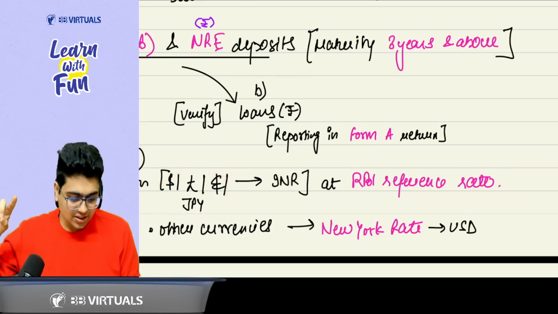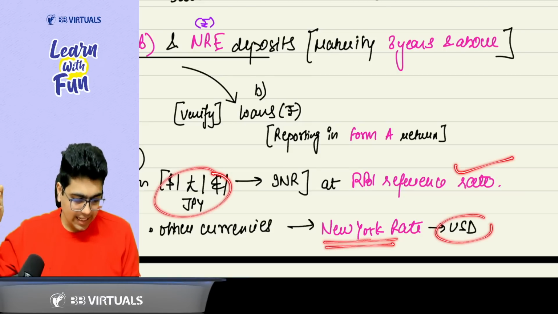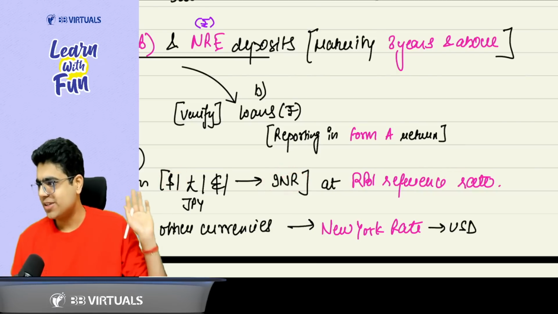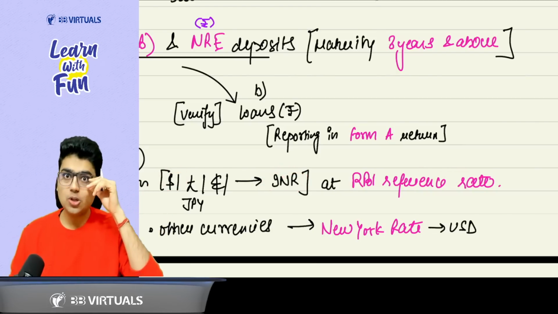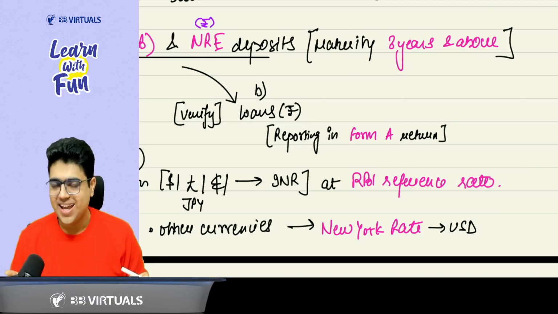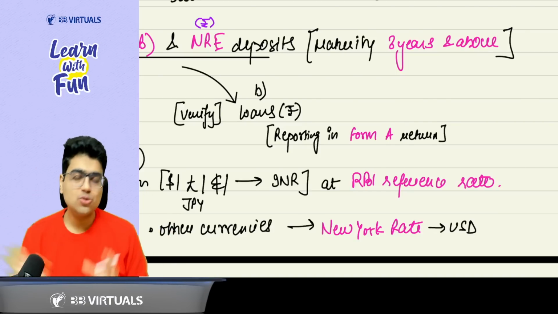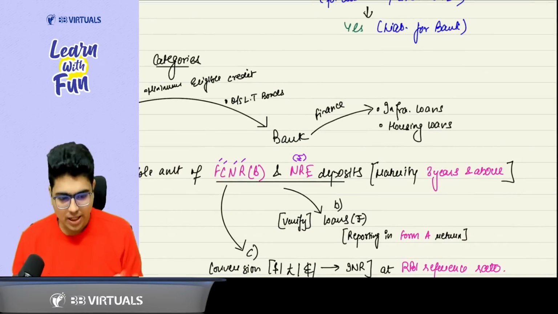For other currencies, first of all, you will use the New York rate, get it to USD, and now for USD to INR, you again use the RBI reference rate. These things I am discussing with you because I think ICAI is very naughty. They can ask you these things in the form of good conceptual MCQs, so you should be aware of all this.